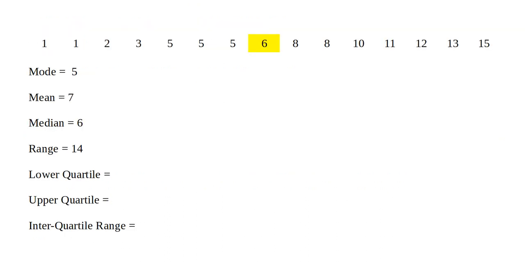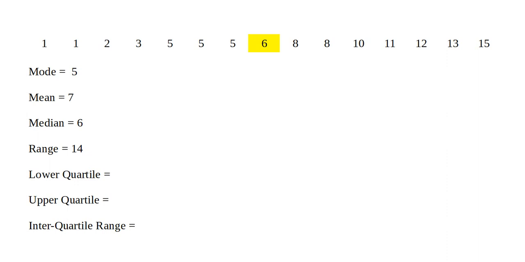So I've written out the data again, ordered. We've already worked out that the mode is 5, mean is 7, median is 6, range is 14. We're going to introduce something called quartiles, lower and upper quartile, which is a bit like a second level of medians. I'm going to show you how we do that.